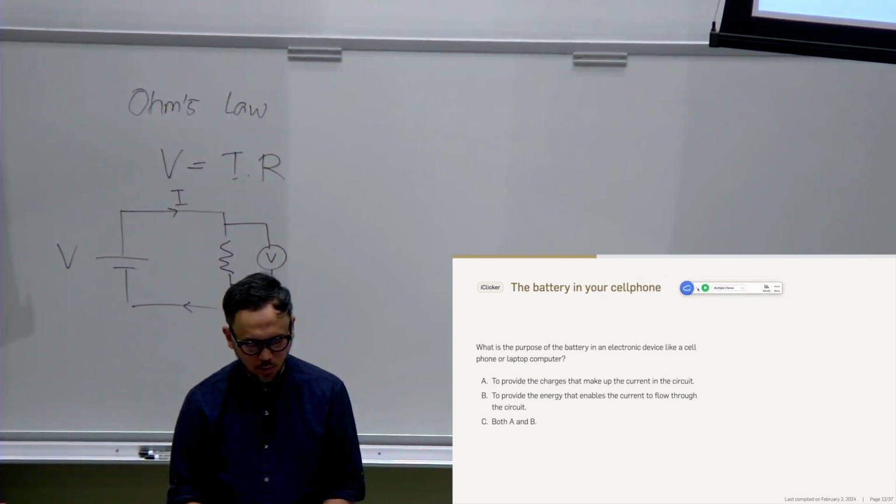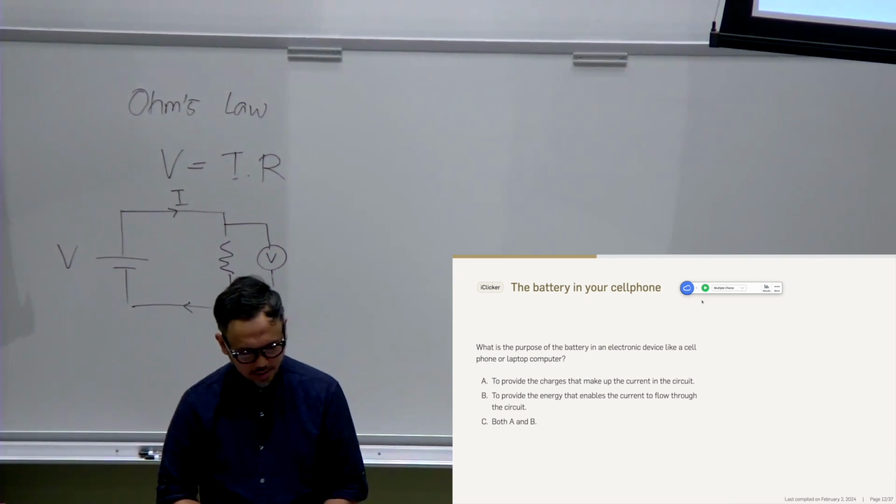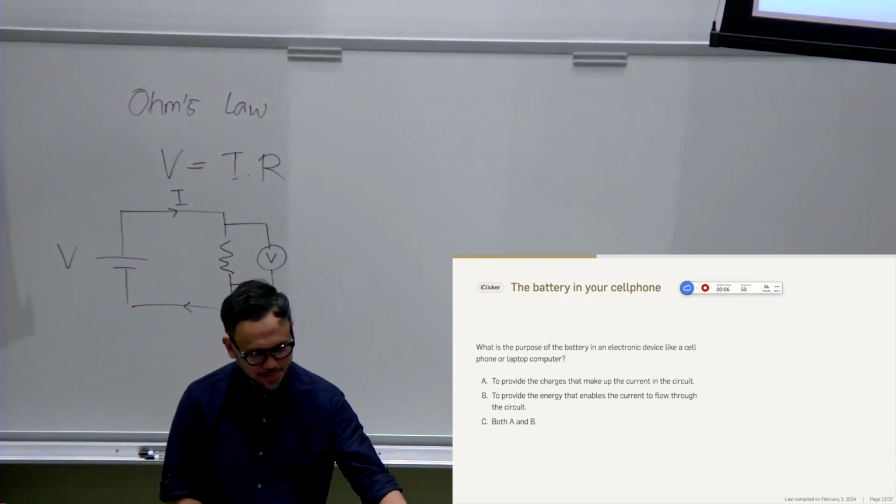So I have this iClicker question. I hope you've been paying attention. This is a conceptual question. The question is, what is the purpose of the battery in an electronic device like a cell phone or your laptop? A is to provide the charges that make up the current in the circuit, or B, to provide the energy that enables the current to flow through the circuit, and C is both A and B.